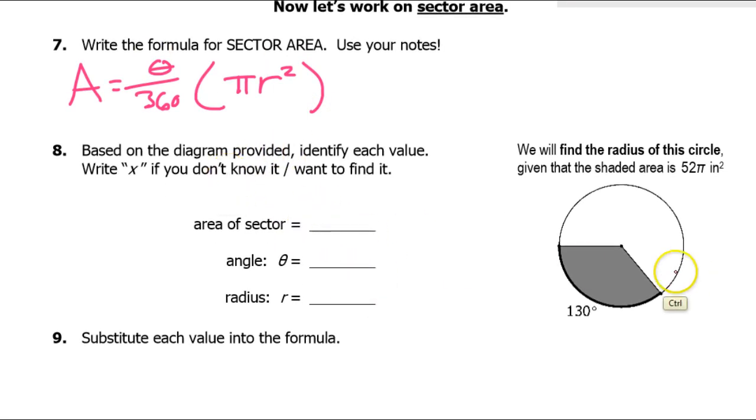Okay, let's see. Looking at the diagram, we will find the radius of this circle given that the shaded area is 52 pi. So the shaded area is 52 pi square inches. We know that. Do we know theta? Yes. See the degrees? That's how you know that it's theta. So this is theta. We don't know the radius though. So the radius is the thing that we have to find.